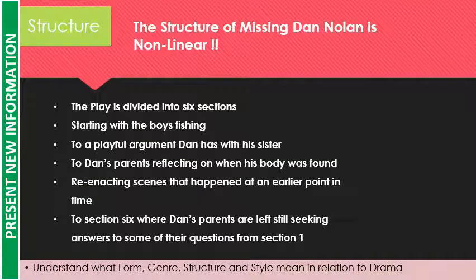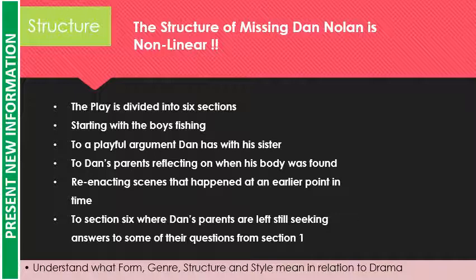So the structure of Missing Dan Nolan is non-linear. It does not follow the order of time in chronological order. The play is divided into 6 sections, starting with the boys fishing, which then moves in section 1 to a playful argument between Dan and his sister, to his parents reflecting on when the body was found. So we've jumped there back to the point way after Dan's disappearance.